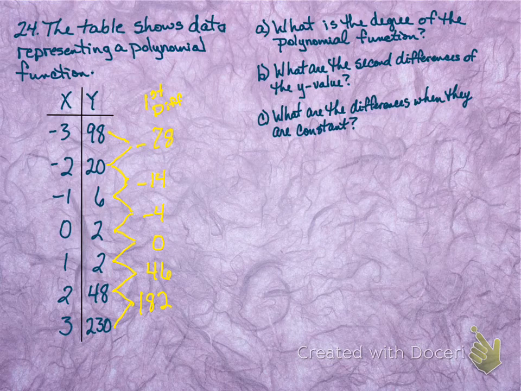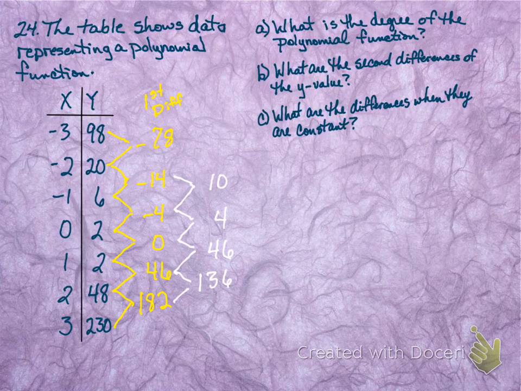Different color. 182 minus 46. I don't like that color. Let's try a different color. 182 minus 46 is 136. 46 minus 0 is 46. 0 minus negative 4 is positive 4. Negative 4 minus negative 14 is positive 10. I want to make sure.